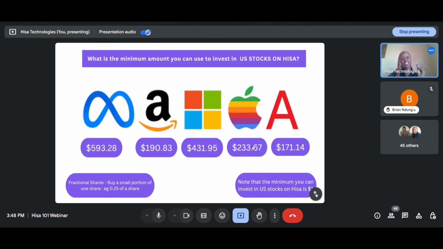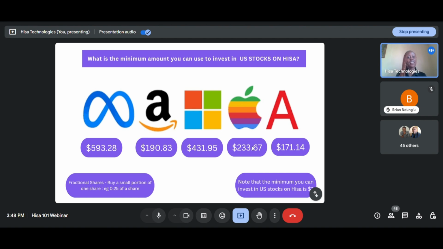The best part is that on the Hisa app, you are able to buy fractions of that company. So, for example, let's say you have 200 USD and you want to buy Meta. Yes, that is possible. You don't need the whole amount to buy a share. So this is what we call fractional shares. You are able to buy a small portion of one whole company. Therefore, you will get a fraction, a 0.something of that company.